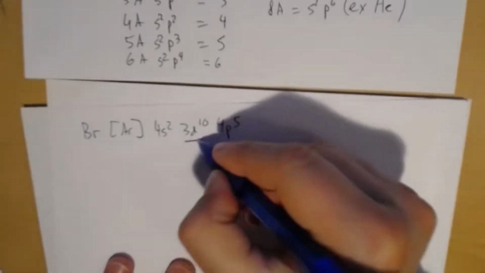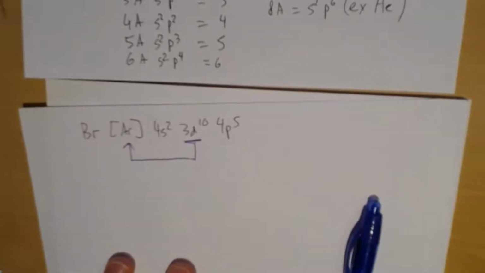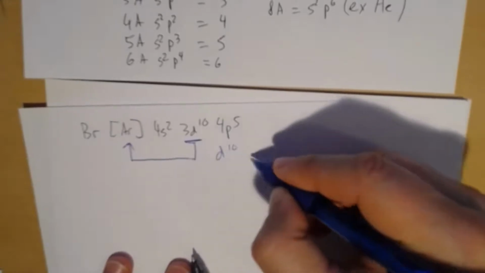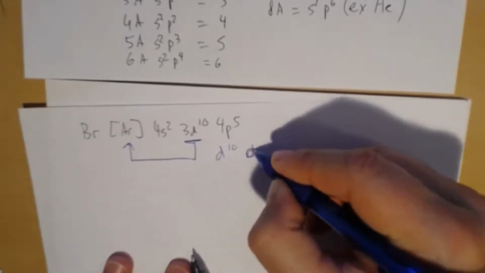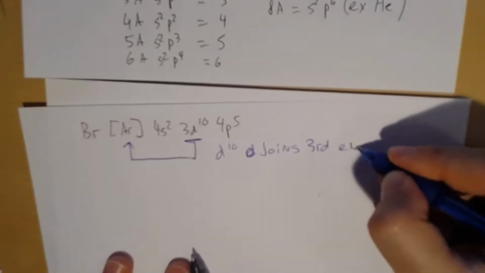Once I fill this d group, the d goes and joins the third energy level. The d10 joins the third energy level, and it's ignored, right?